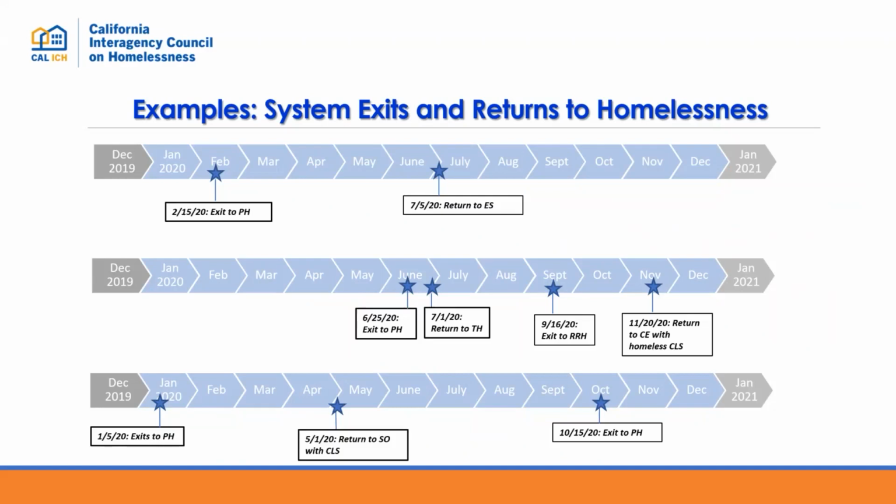The third person shown had 2 exits to permanent housing during the year. Because Measure 3 only counts the last successful exit in the year, their exit on October 15th is counted as their system exit for the year. Measure 5, however, looks at a person's first exit during the year with a subsequent return. So they are also counted as a return to homelessness after their January 5th exit.